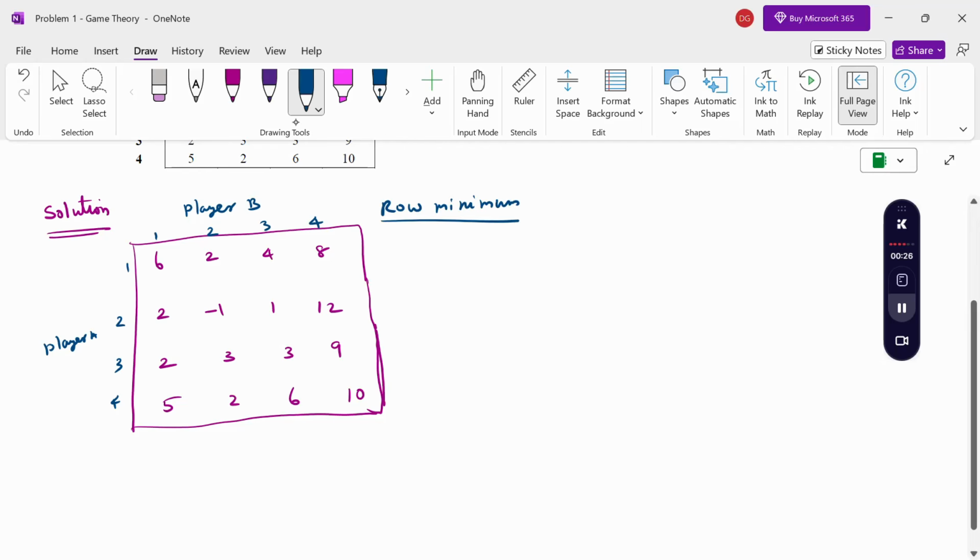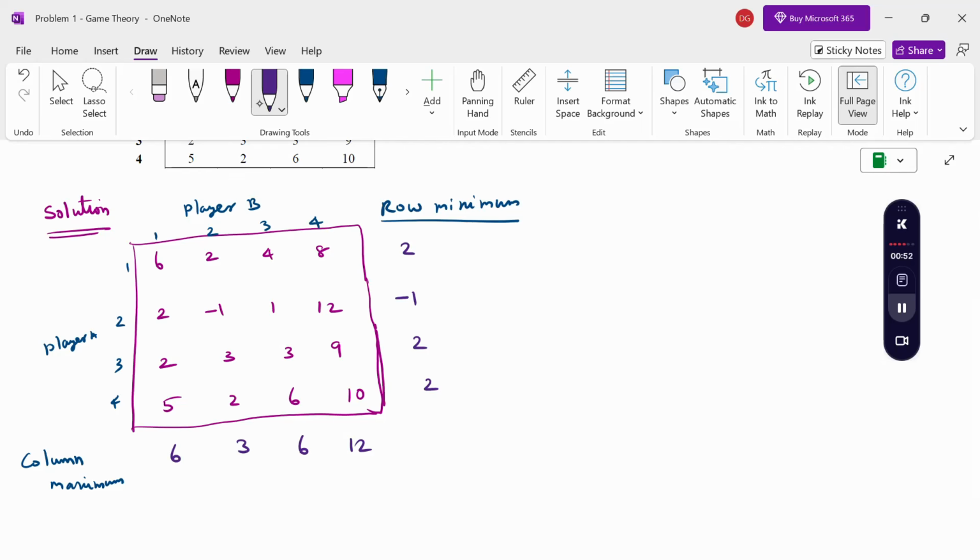The row minimum values are 2, -1, 2, 2, and the column maximum values are: first column 6, second column 3, third column 6, fourth column 12. From the row minimum values choose the maximum value. So 2 is the maximum.